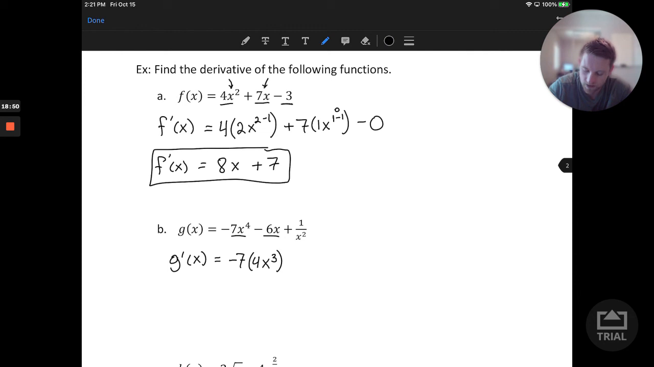We've seen a linear term like this in the previous step, so the derivative of negative 6x would be just negative 6x to the 0. So that would be just negative 6, just going to be a constant.